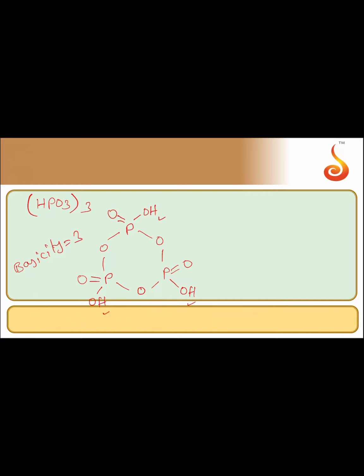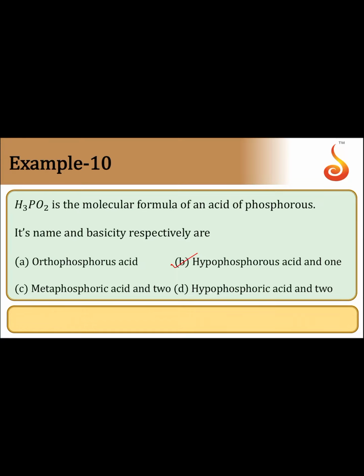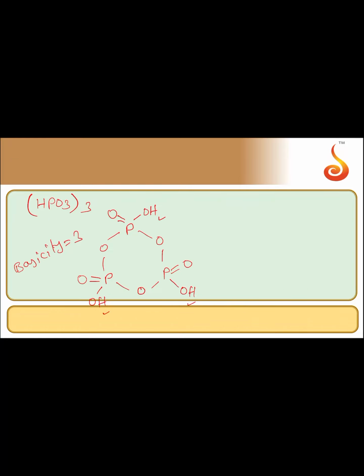The basicity is 3. And then option D, hypophosphoric acid, with basicity given as 2. But the basicity is not 2. I will show you after giving the structure. First of all, the formula of hypophosphoric acid is H4P2O6.